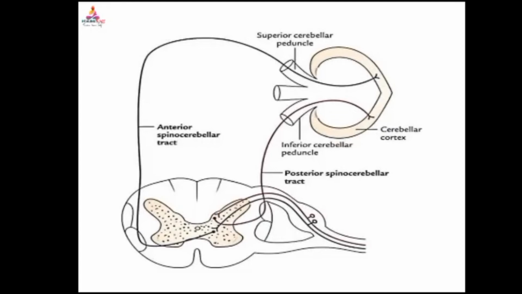Functionally, both posterior and anterior spinocerebellar tracts carry impulses from the lower limb. The posterior tract is concerned with fine movements, whereas the anterior tract is concerned with gross movement of the lower limb as a whole.